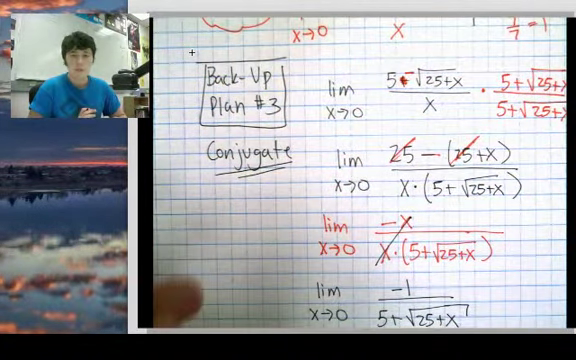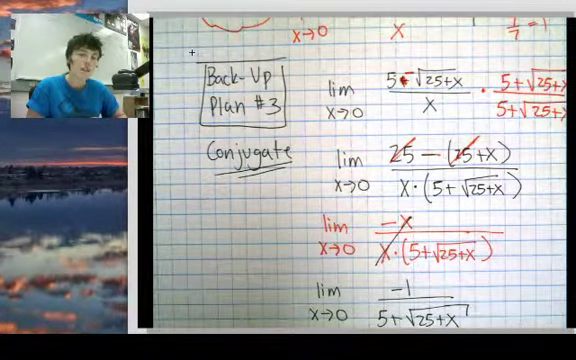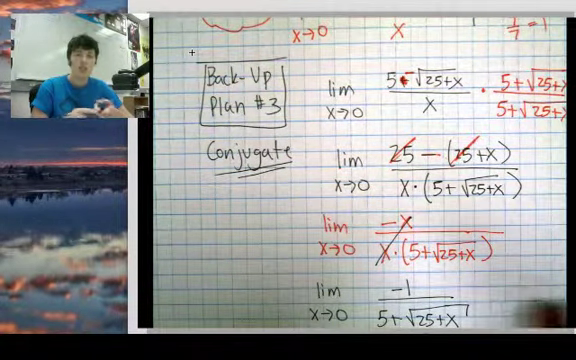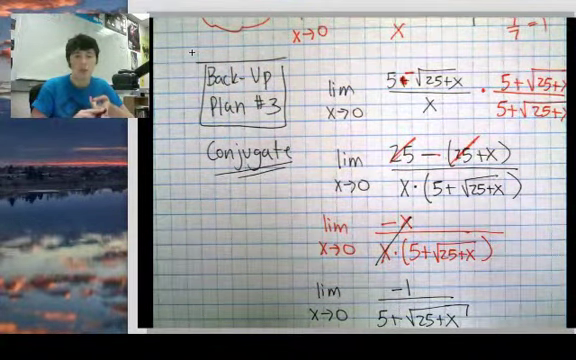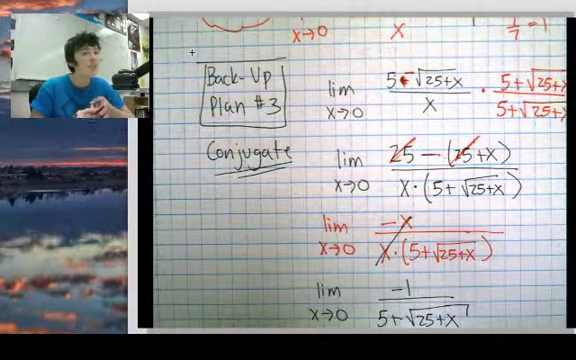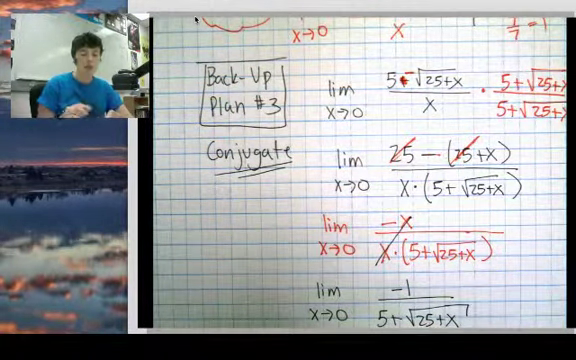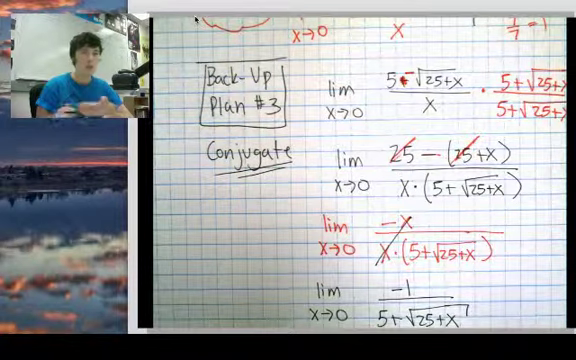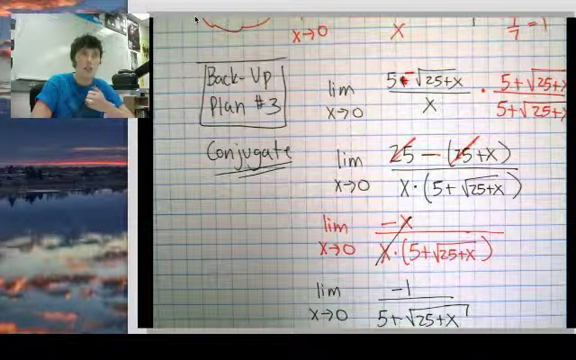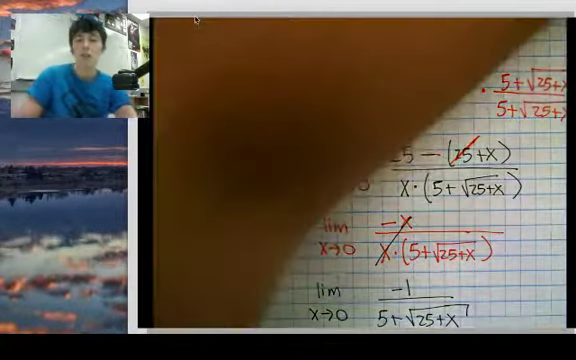So to summarize, plug and chug any limit if you can. If you can't plug and chug, then go to the 3 backups. Either it's going to be factoring, foiling it out with the distributive property, or using the conjugate. There are other backup plans out there. These are not the only 3, but these are the big ones for our class. We still need to talk about trig and infinity problems, so those will be in the next videos. But you really want to have this concept of factoring, distributing, and conjugating down. So hopefully that helps. Watch for the next videos.